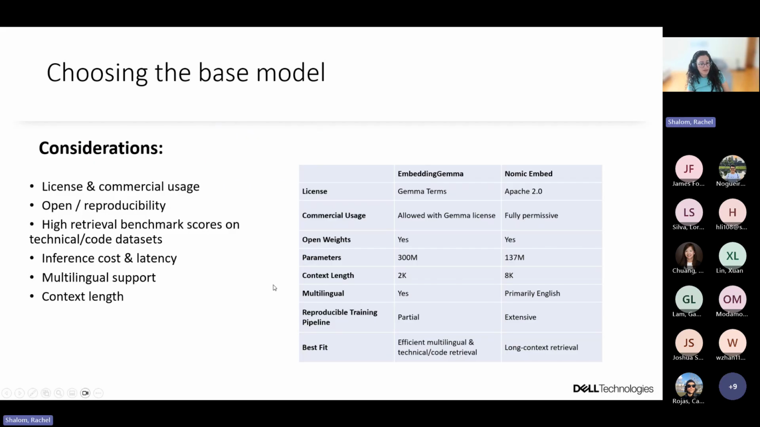I can pause before I go into how we choose the base model for training, if there are any questions. Okay.